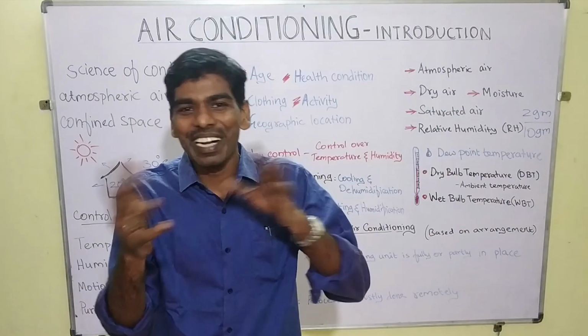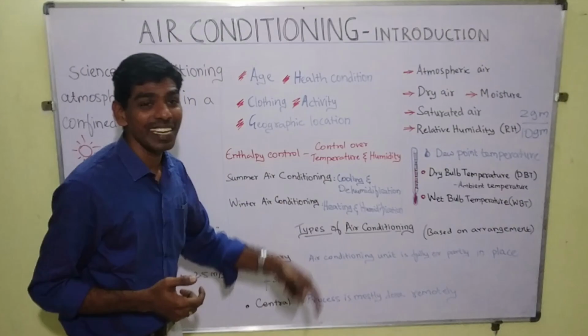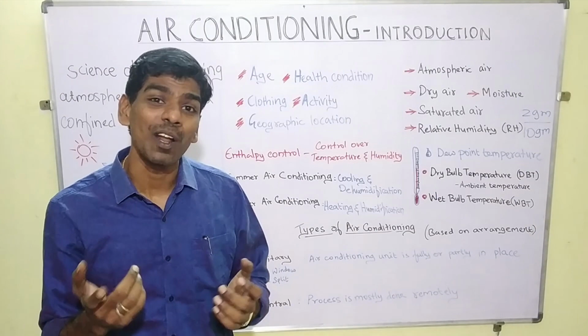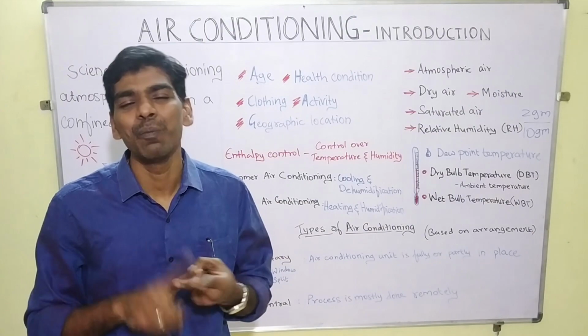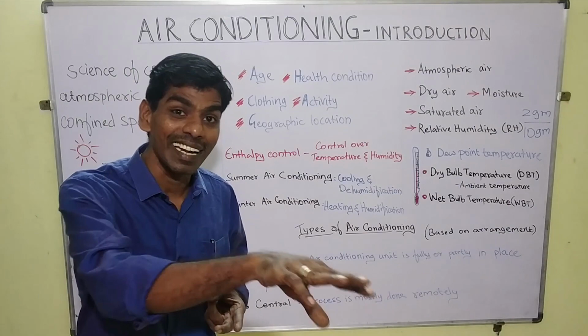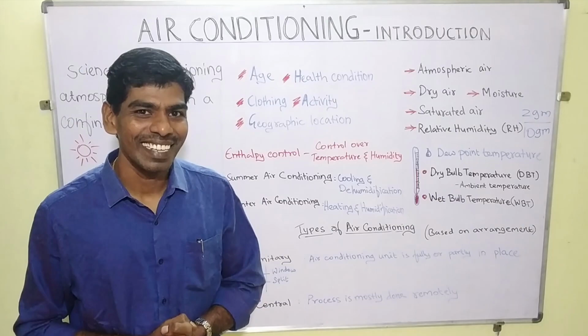Here we have summer air conditioning. When it is summer air conditioning, we need to cool the air. Also, we need to dehumidify. Cooling and dehumidification should be done for summer air conditioning. On the other side, for winter air conditioning, it should be heating and humidification. So these are two different forms.